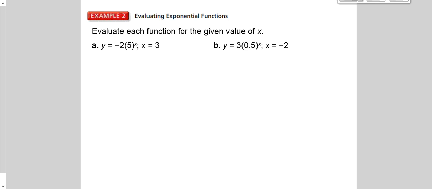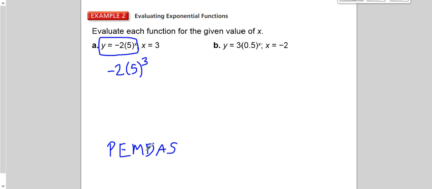Evaluate each function for the given value of x, for example 2. So here's our function. Evaluate for when x equals 3. So replace x with a 3. Make sure to use the correct order of operations. Please excuse my dear Aunt Sally.